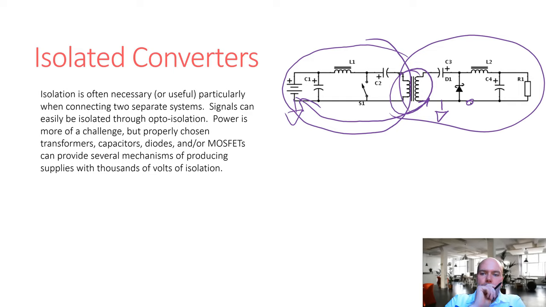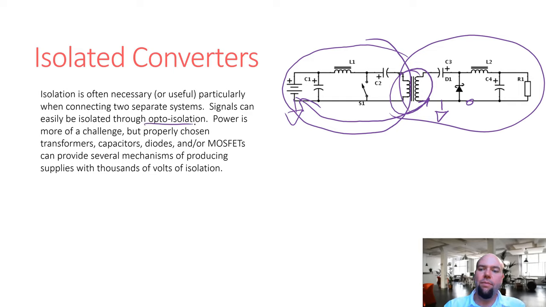So I talked earlier though about sending signals. If you do have a portion of your circuit that's inverted and you're using the negative reference as your new ground reference for this other portion of your circuit, how do you send signals back and forth? Opto-isolation is typically the way you do it.